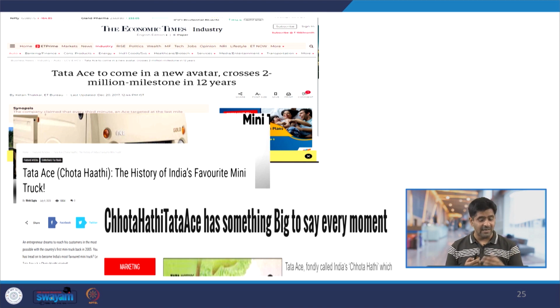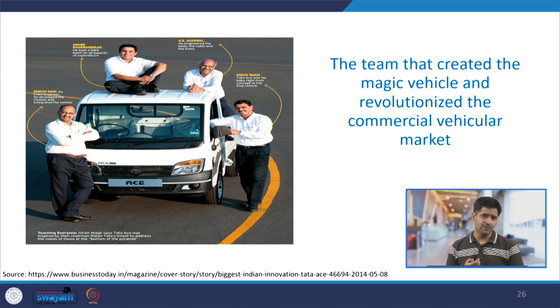India's favorite mini truck. I am repeating it so that you get an idea how loved this particular product has been. Chota Hathi Tata Ace has something big to say every moment. Tata Ace is fondly called Chota Hathi. Now you might be wondering why we are talking so much about it. Definitely I'll explain more, but just look at this fabulous team who was behind creating this magic vehicle that actually revolutionized the commercial vehicle segment.